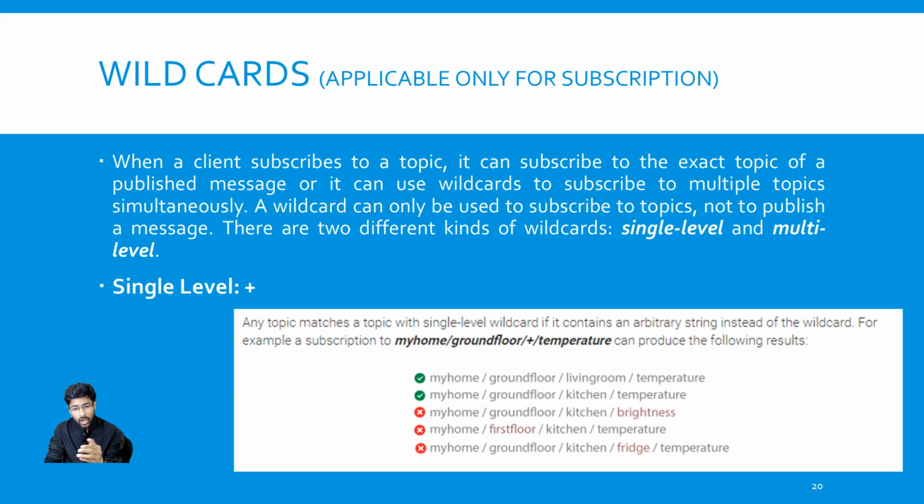Now coming to the fourth one, my home, first floor, but the main topic is my home, ground floor, right? So here, if you write first floor, you are not going to receive the data. My home, ground floor, kitchen, that's perfectly fine because at the third place it is plus. So it is okay; in place of living room you can write anything. But at the fourth level, in place of temperature, you are writing something else, and there is no wildcard used at that place, so you will also not receive the data. So this is how the single-level wildcard works.